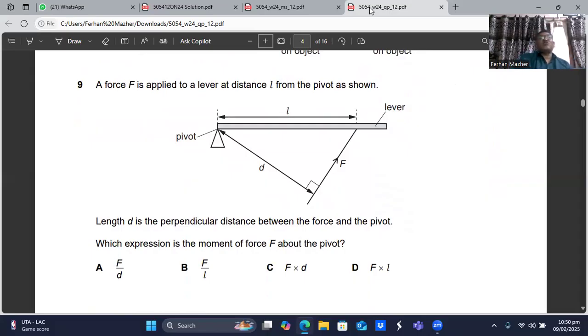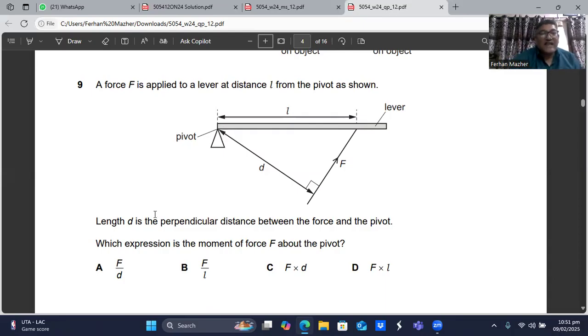It says a force F is applied on a lever at distance L from the pivot as shown. So they are basically showing you a door, and in this door, here you have applied the force, and this is the line of action of the force. This is your lever, and this is the pivot. So this can be a door, this can be a screwdriver, a spanner. I mean, this is that lever. Here you have applied the force. The force is not making a 90-degree angle with the lever. Here we have the pivot about which this lever will be rotating.